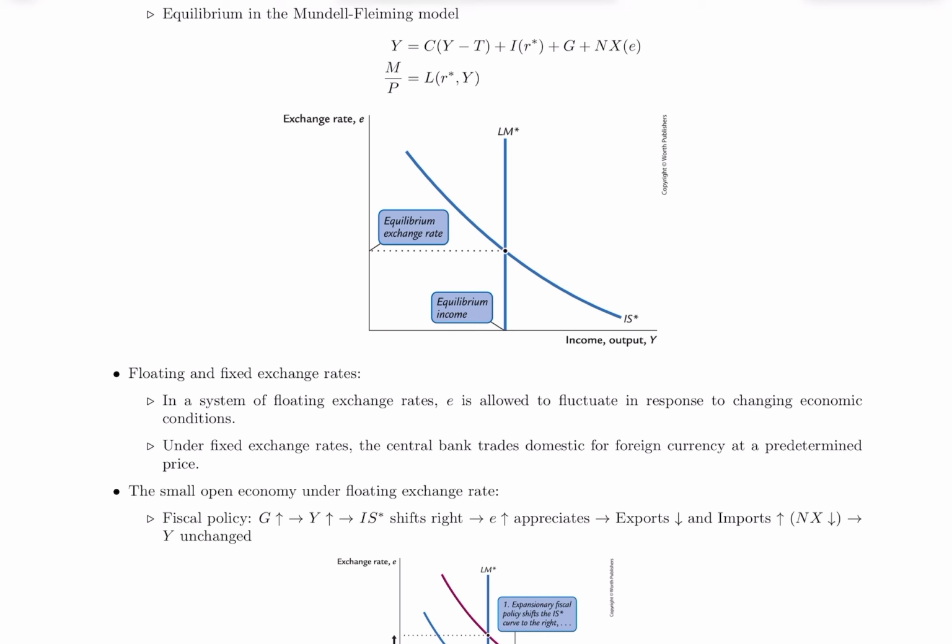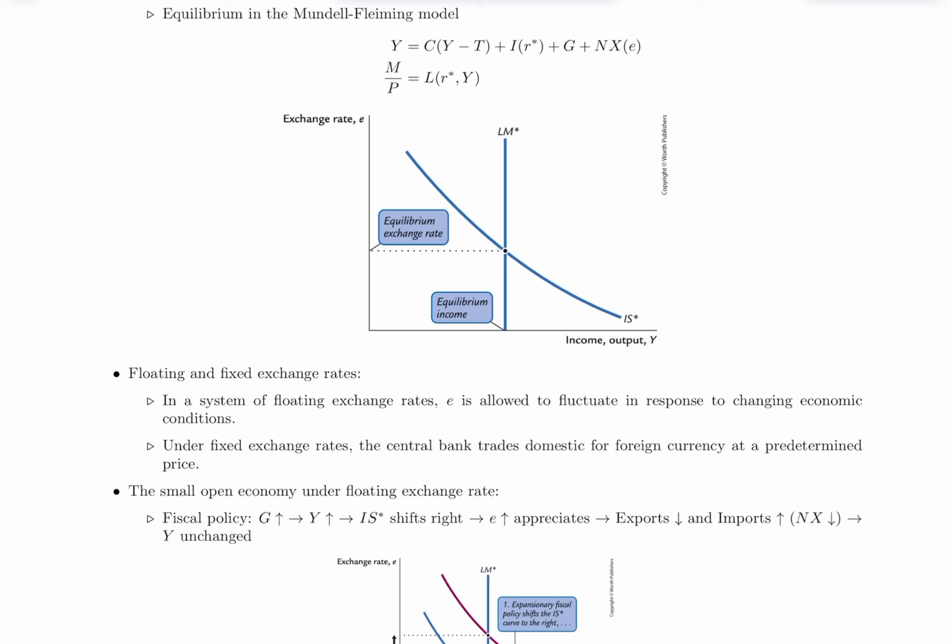Equilibrium conditions. Equilibrium is where both markets are in balance. Y equals consumption, a function of Y minus T, plus investment, a function of R*, plus G, plus NX, a function of E. And M over P equals liquidity, a function of R* and Y.